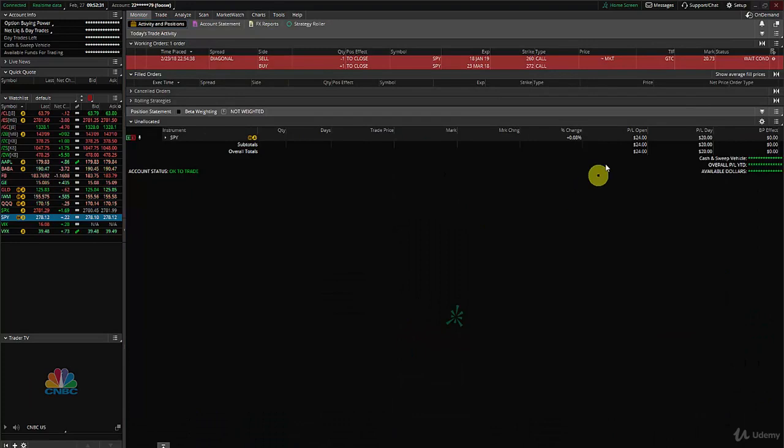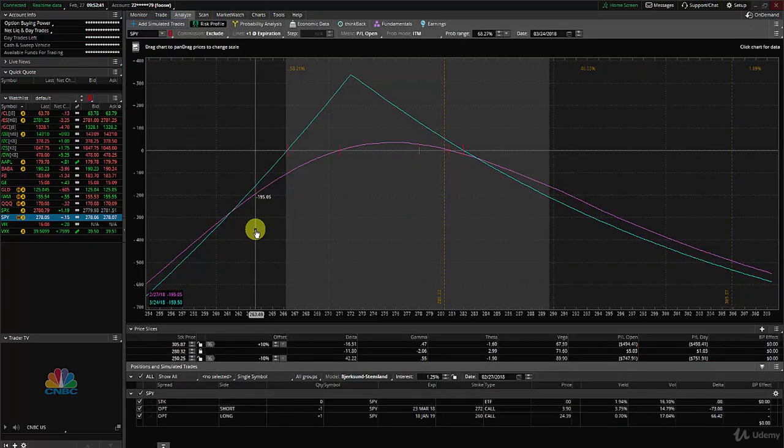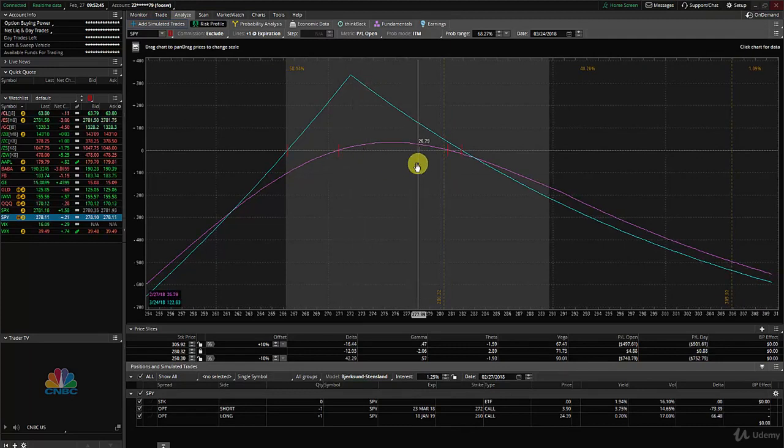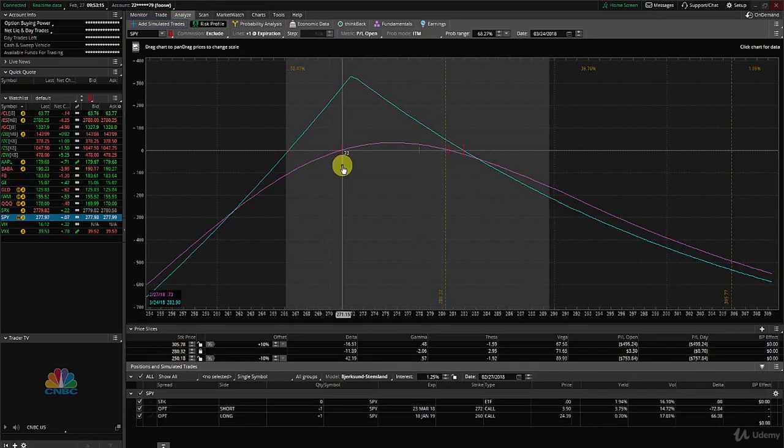But when we look at the trade, it is currently in a profit of $27. And if you take a look at the risk graph, this is the current risk graph and we are currently in fact making money.